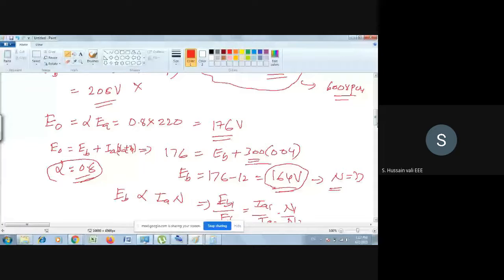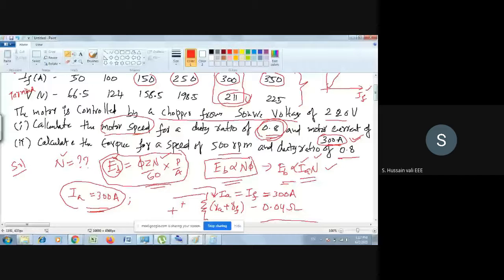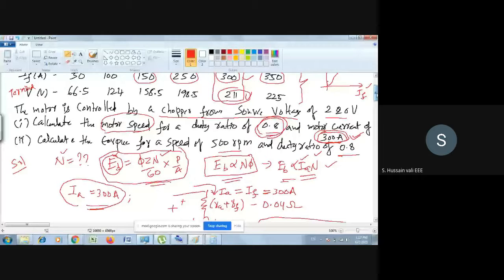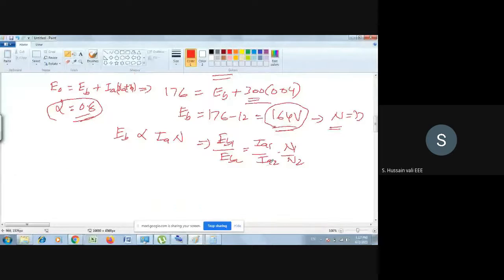Because he said in the problem that the motor current is 300 ampere. So the field current also, in the magnetization characteristics also, we have taken 300 ampere only. So as the current remains same, IA1, IA2 both are same. So we will get EB1 by EB2 is equal to N1 by N2. So that's it. So 190 divided by 164 is equal to N1, that is 600 RPM, divided by N2. So we have to find N2.